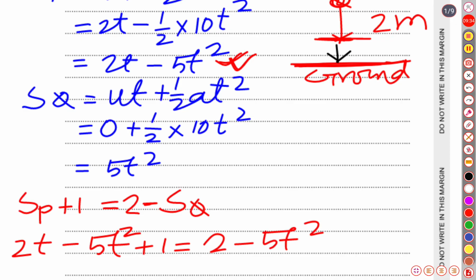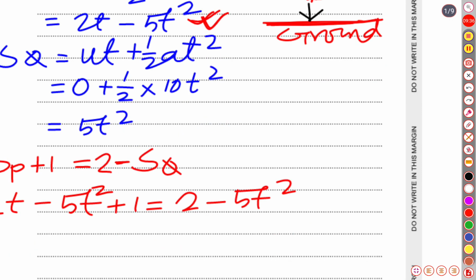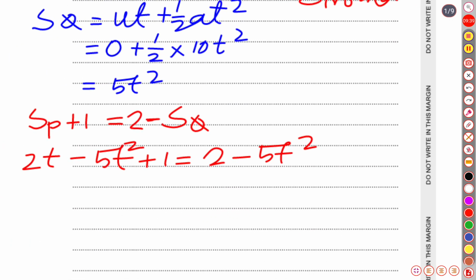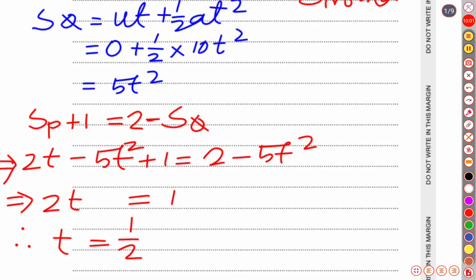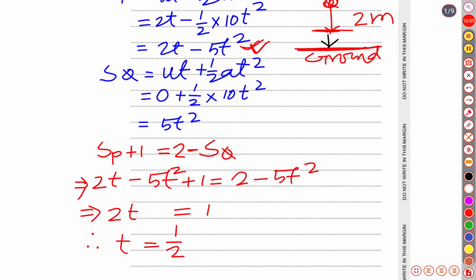Now if we cancel the 5t square from both sides, what will remain is 2t is equal to 2 minus 1, which is 1. Hence our t is half a second. That means after half a second, the particles collide with each other.